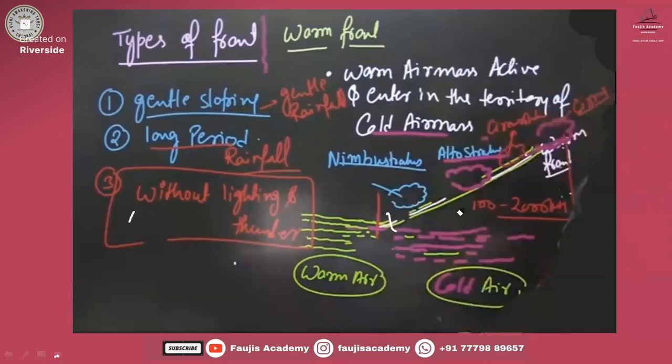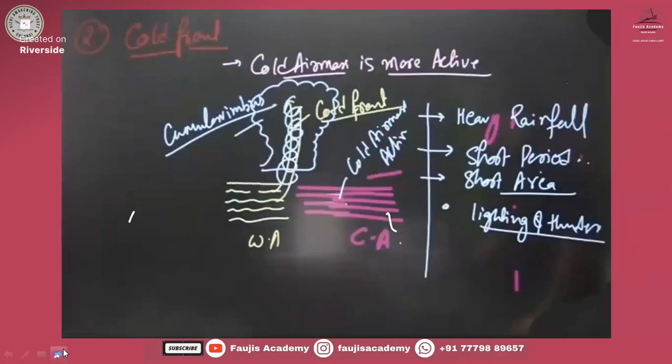We have the formation of all these clouds. See, nimbus, we all studied that nimbus means a rain bearing cloud. So because of nimbus we will have the rain. Okay, so this is about the warm front. Now next we will see about the cold front.